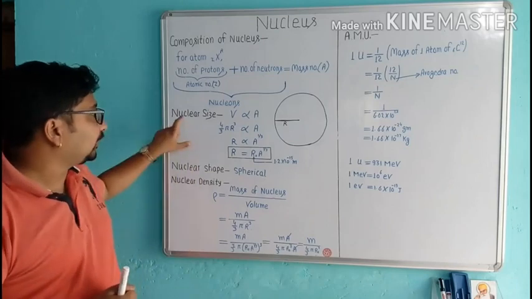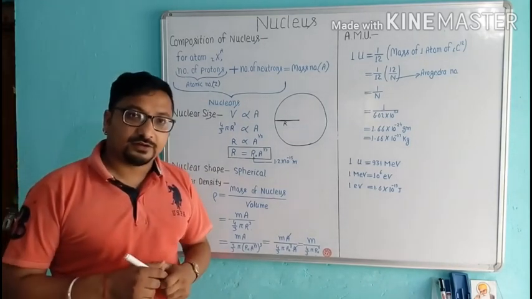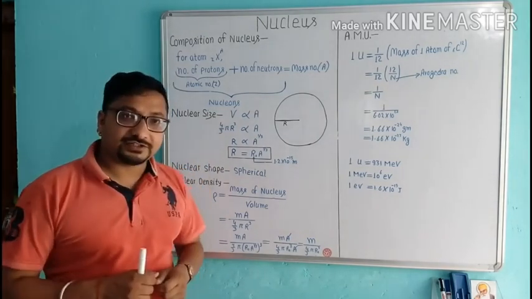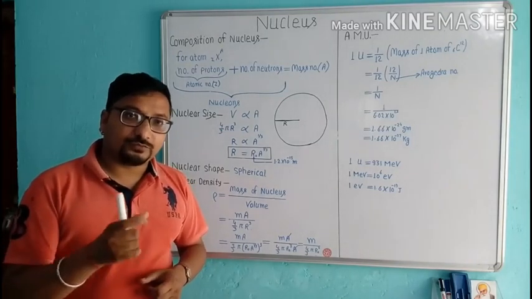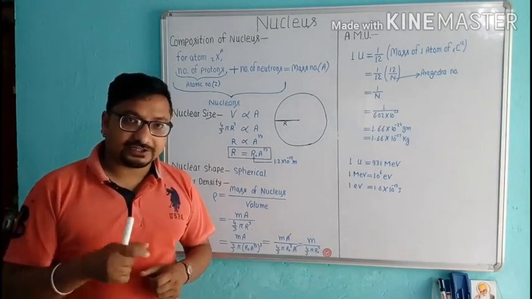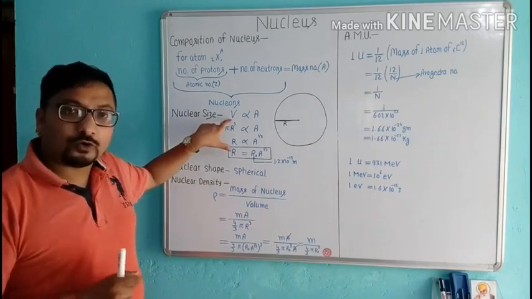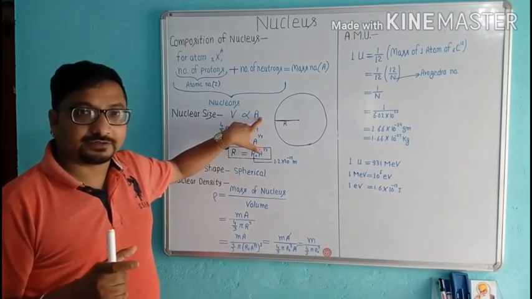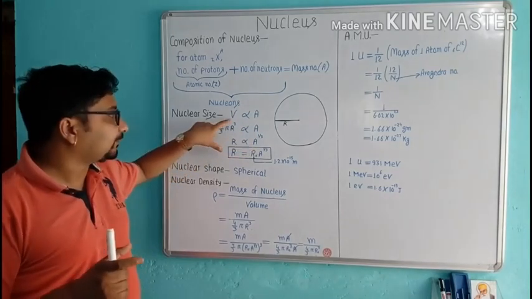Now, nuclear size. In the previous class we already learned that the size of the nucleus is 10 to the power minus 15 meter. The radius of the nuclei is 10 to the power minus 15 meter. Now, the volume of the nucleus is directly proportional to the mass number.